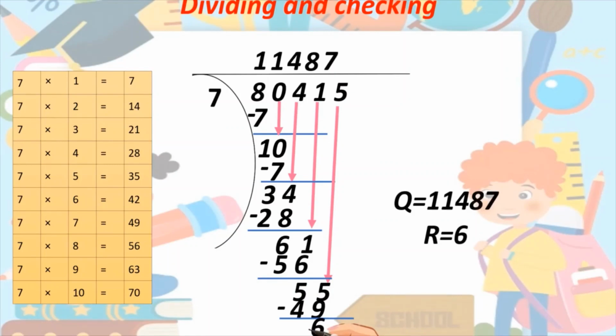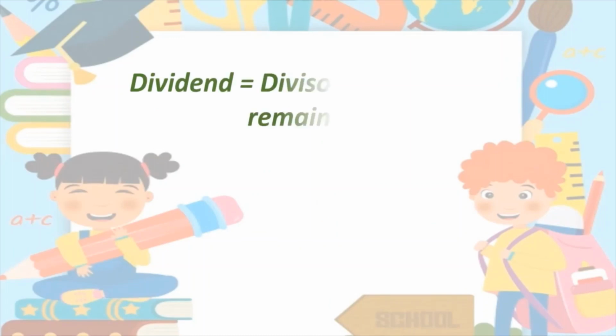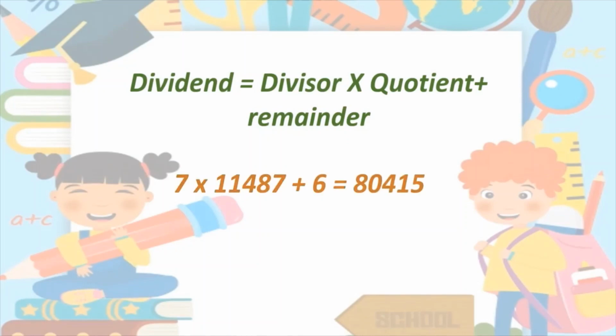Now when we apply the formula, that is dividend is equal to divisor into quotient plus remainder, we will multiply the divisor 7 with 11,487 and then add the remainder, which is 6, and the answer that we get is the dividend. So if we get the dividend, that is 80,415, it is verified that the sum is correct.